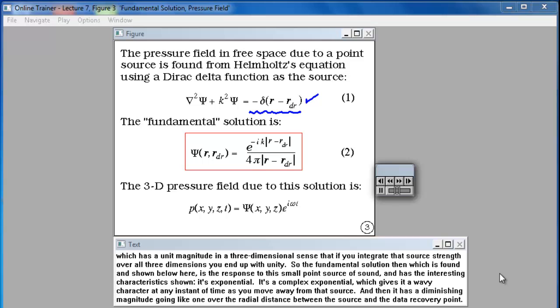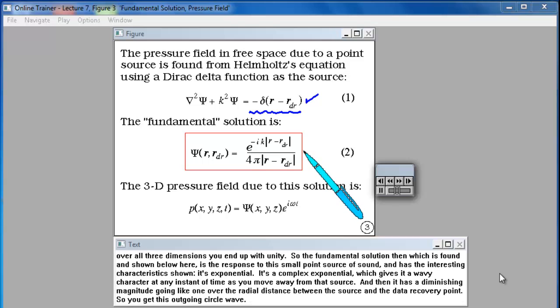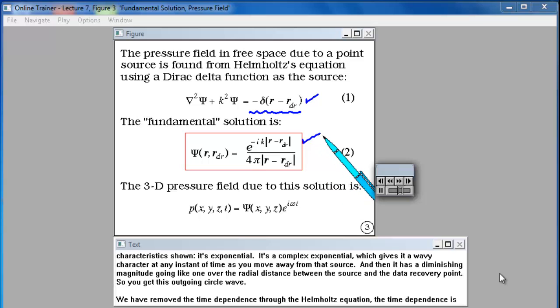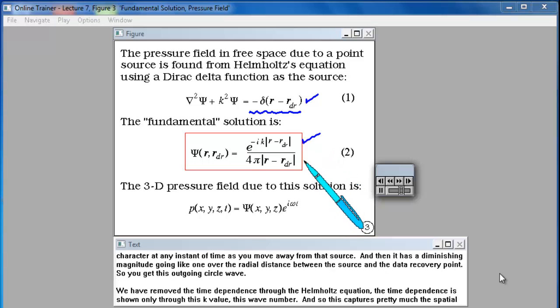So the fundamental solution then, which is found and shown below here, is the response to this small point source of sound, and has the interesting characteristics shown. It's a complex exponential which gives it a wavy character at any instant of time as you move away from that source. And then it has a diminishing magnitude going like 1 over the radial distance between the source and the data recovery point.